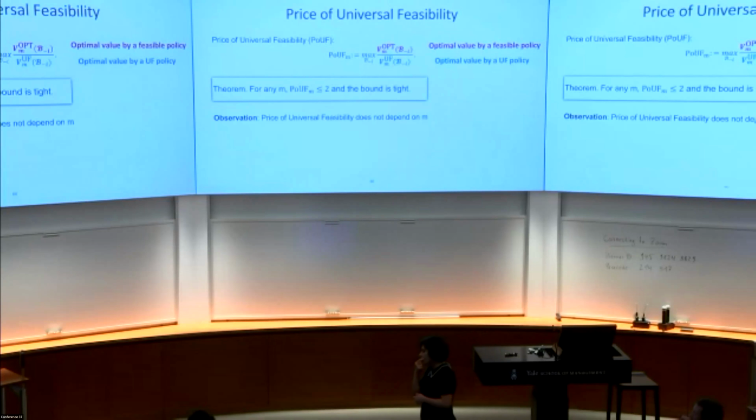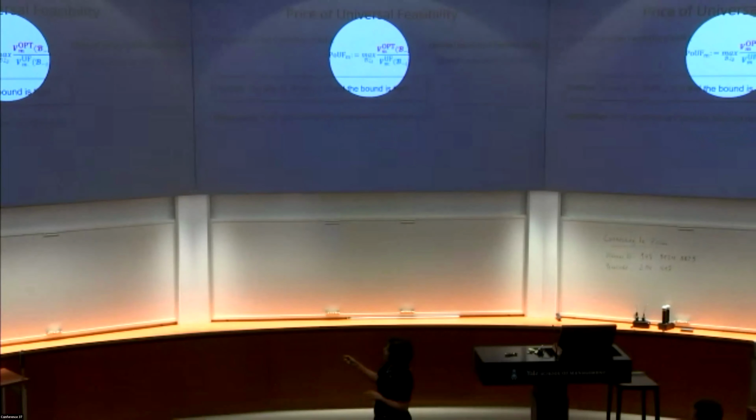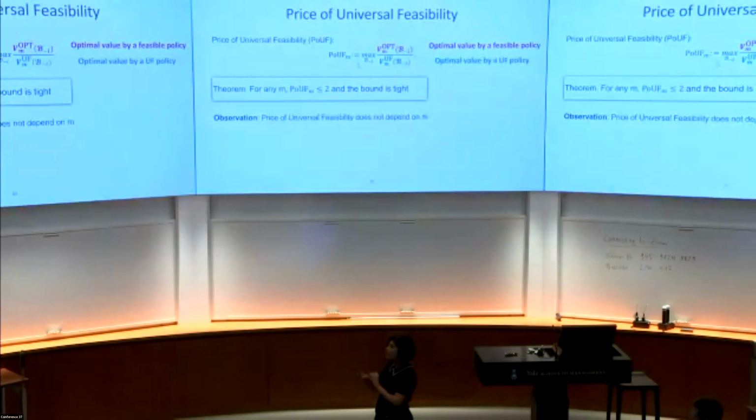I have a question. For the competing bids, B minus i, are they selected adversarially or subject to some prior distribution? It could be anything. That's a very good question. That's why here I have the maximum over the competing bids. The competing bid could be anything, it could be adversarially chosen, large or small, any value, but still the price of universal feasibility would be upper bounded by 2.